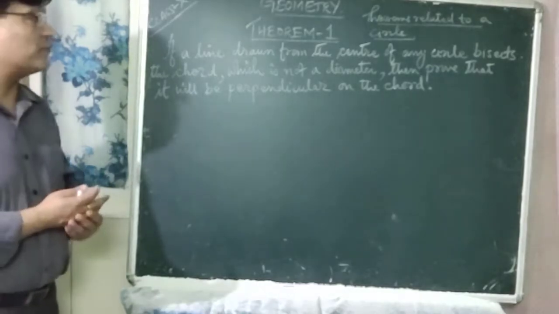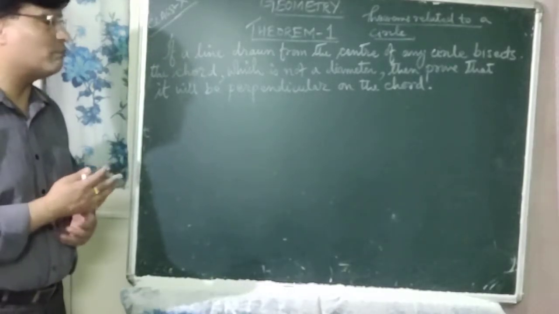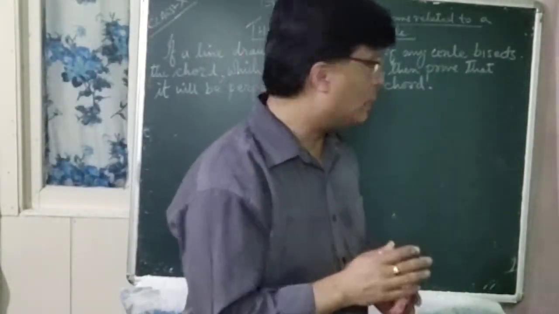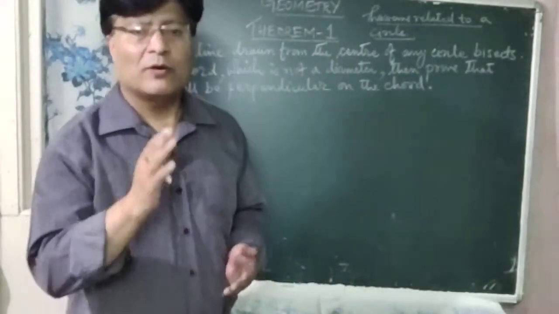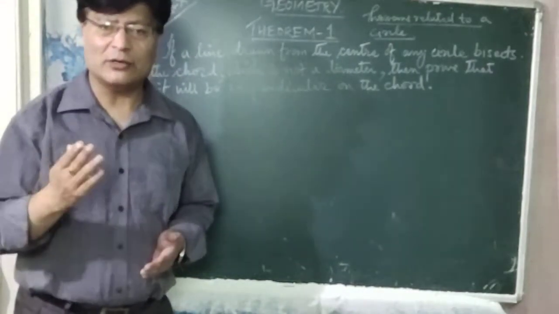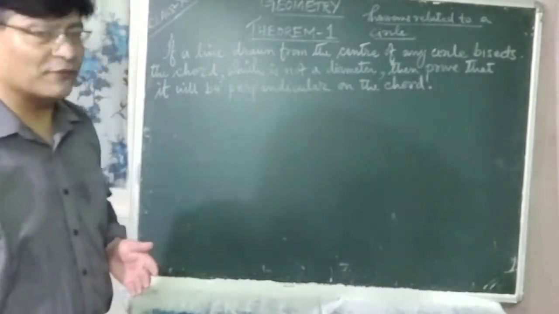If a line drawn from the center of any circle bisects the chord. So you have to draw a line from the center of any circle to bisect the chord. Okay? So let us draw the figure.